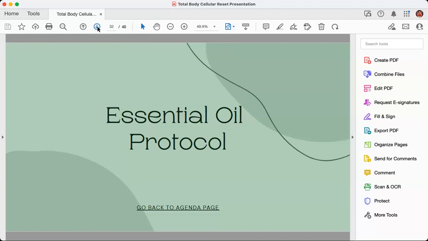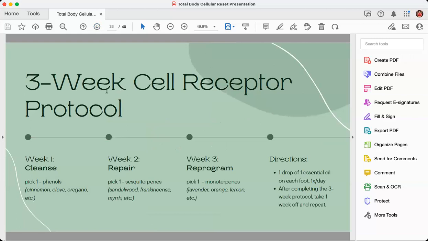So now for the essential oil protocol. It's a 3-week cell receptor protocol that will cleanse, repair, and reprogram the cell receptor sites on the cell. So week 1 is cleanse. And you're going to do 1 drop of 1 essential oil on each foot 1 time a day. I would recommend either morning or evening, just so that it's easy to remember.